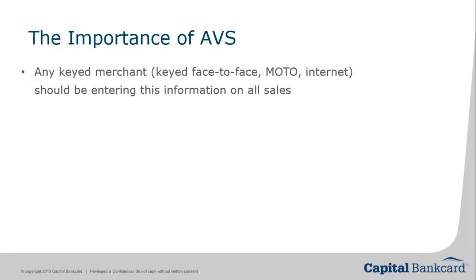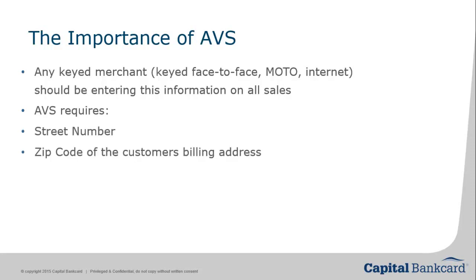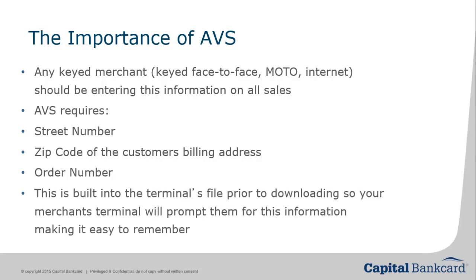The importance of AVS: any keyed merchant, whether you're keyed face-to-face, Moto, or internet, should be entering this information on all sales. AVS is going to require the street number, the zip code of the customer's billing address, and the order number. This is going to actually be built into the terminal's file prior to downloading, so your merchant's terminal will prompt them for this information, making it easy to remember. If they have a virtual terminal or e-commerce setup, that's going to be written into that as well.